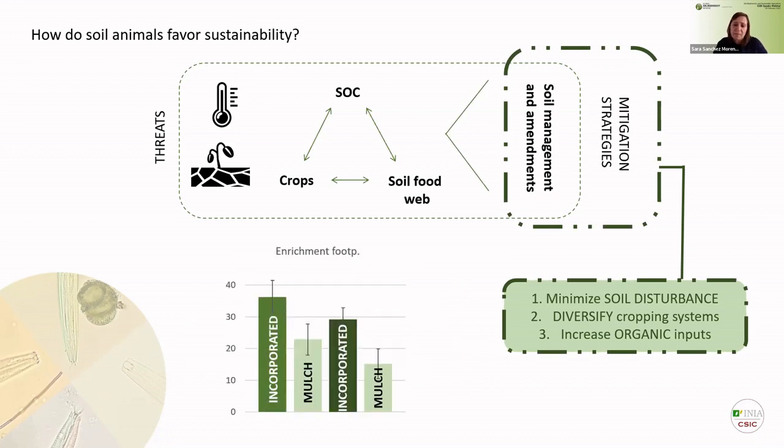And finally, increasing organic matter inputs, especially in the soils in which I work, which are very poor soils with low contents of organic matter in quite arid conditions. So we have seen that incorporating cover crops into the soil also optimizes the participation of soil animals in nutrient cycling, increasing soil fertility.